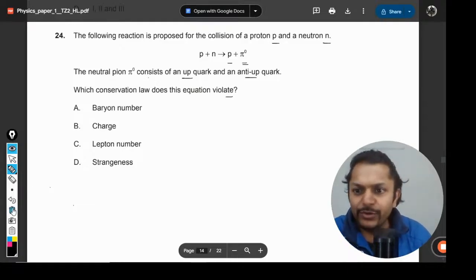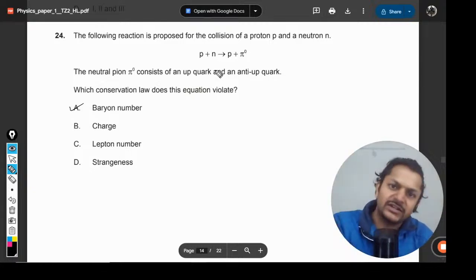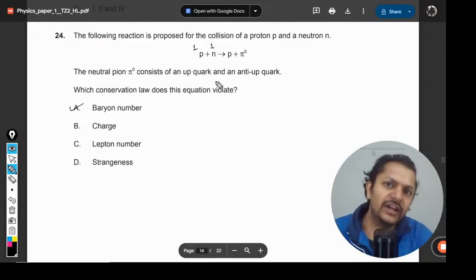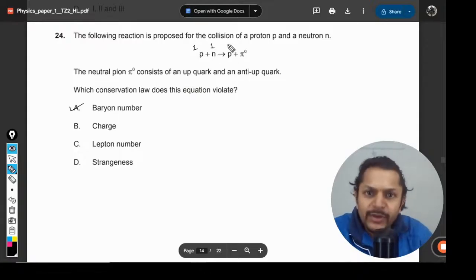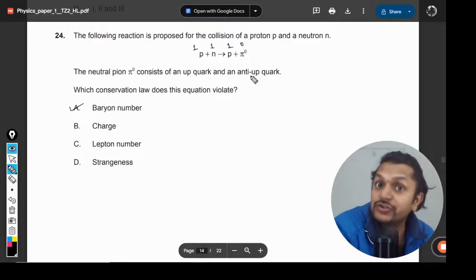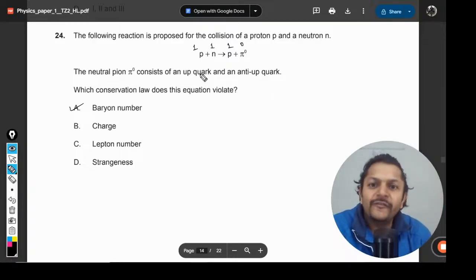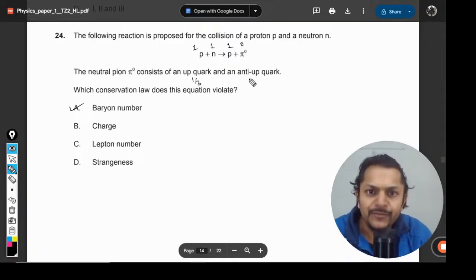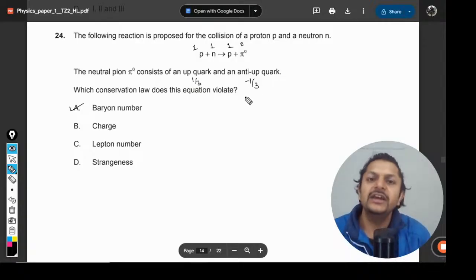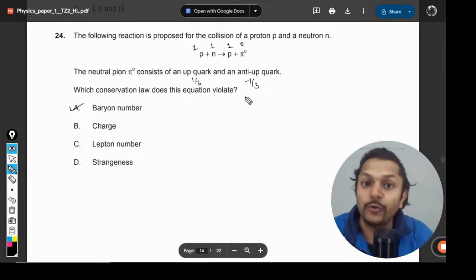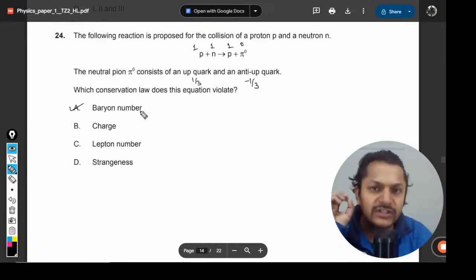I believe the baryon number is the correct answer for this question, because we can just clearly see here. The baryon number for the proton is 1. For the neutron, it is 1. So it is 2 on the left hand side of the reaction. Once the reaction has taken place, the baryon number for the proton is 1, and for the meson, the baryon number comes out to be equal to 0. We know that the baryon number for a meson is 0. For the up quark, it will be 1 by 3. For the anti-up, it will be negative 1 by 3. That is why when they come together and create a meson, the baryon number becomes 0. So clearly the baryon number is the one which is violated.